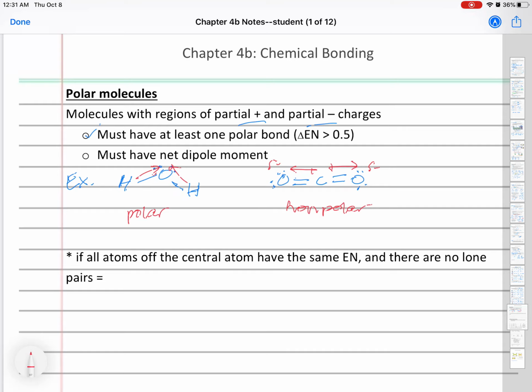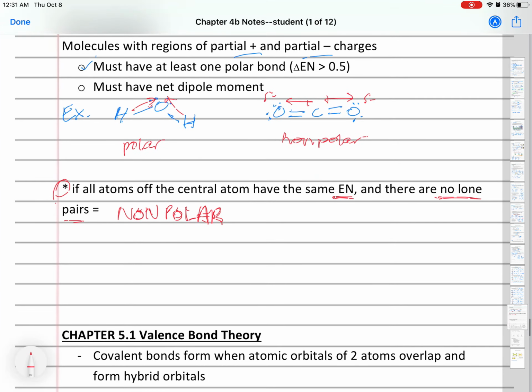Because those dipole moments cancel each other out. In other words, a sort of tip for you here is that if all the atoms off the central atom have the same electronegativity and there are no lone pairs, then the molecule is nonpolar. And that's exactly what we see with carbon dioxide. There are two oxygens. They have identical electronegativities, and there are no lone pairs on that carbon, and so that means that this is a nonpolar molecule.